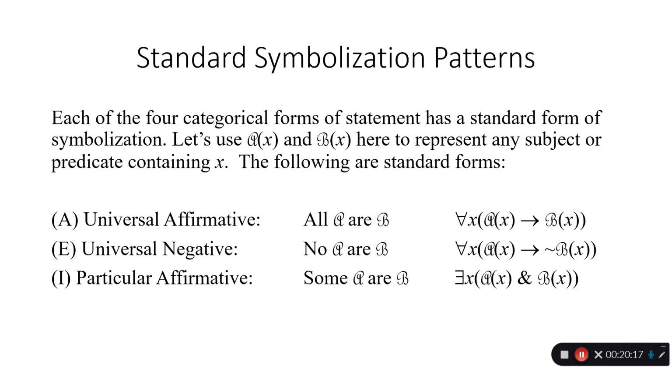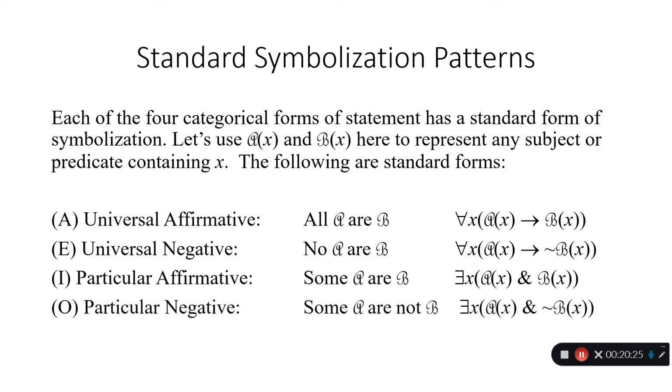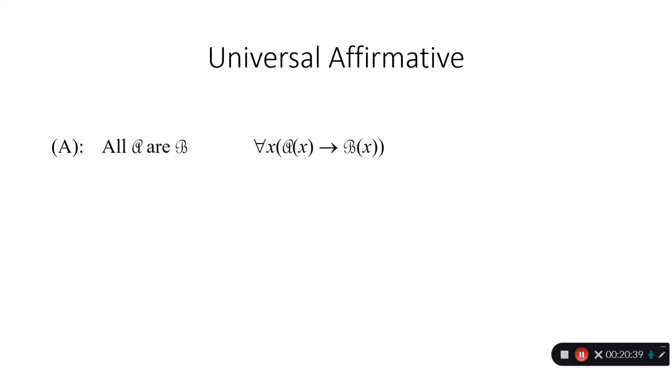Some A's are B's, as we saw similarly earlier, there exists an x such that it is an A and it is a B. The particular negative, some A are not B, means that there exists at least one x that is an A but it's not a B. AX and not BX. Now let's take some examples of each of these. Start with the universal affirmative. All A are B can be expressed as for all x if AX then BX.